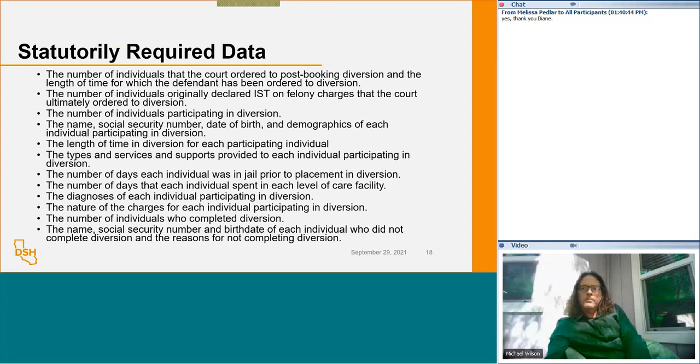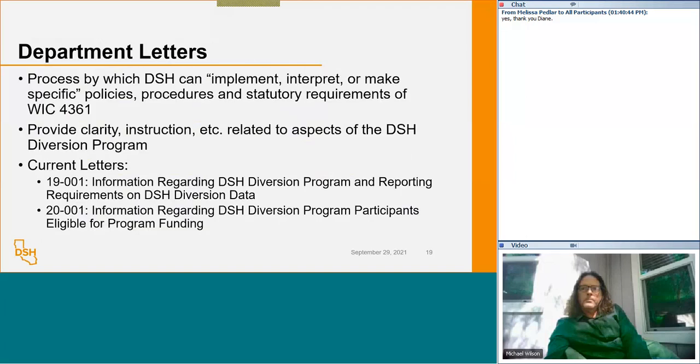We recommend that your team review the master data dictionary and determine who will be responsible for submitting your data to DSH, and to think about if you, for instance, need to put in place MOUs or data sharing agreements in your county to collect the various data pieces that you will need to submit to us. And I want to be sure to give you as much of a break as possible, so I'm going to quickly run over our department letter process, and then I'll pause for any last questions.